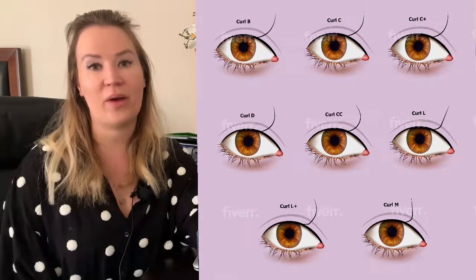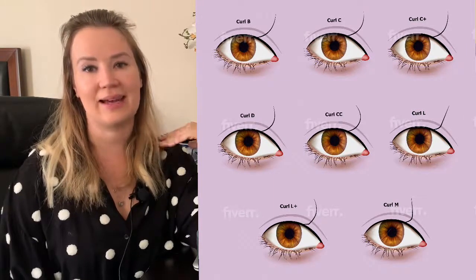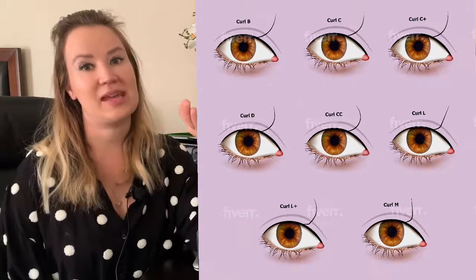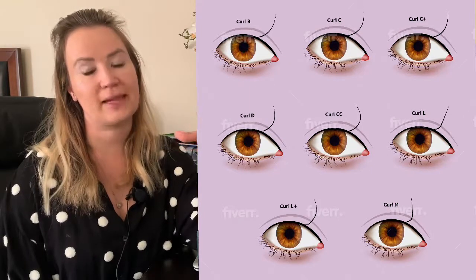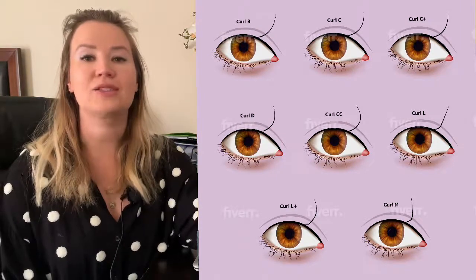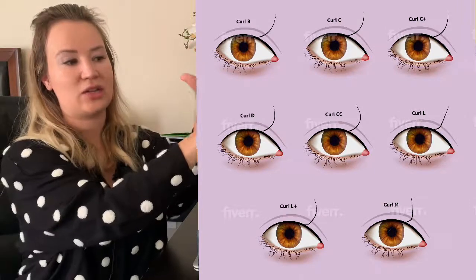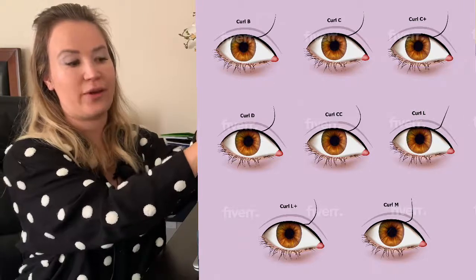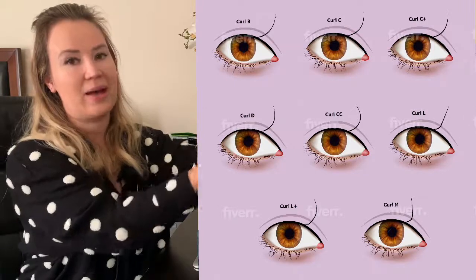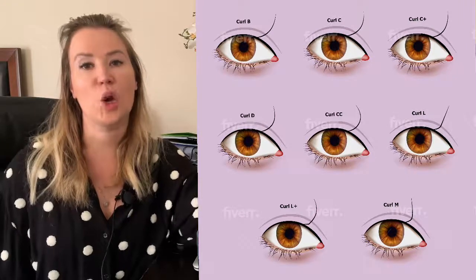However, one of the disadvantages of the D curl is if your client has flatter or downward facing lashes, you're going to have less surface area where the lash extension adheres to the actual natural lash. And so what's going to end up happening is, since the D curl is like this, and this is the natural lash, you can see that there's less surface area of adhesion rather than the curl that's flat. And so it's going to pop off much easier. So that's one thing to keep in mind for D curls.